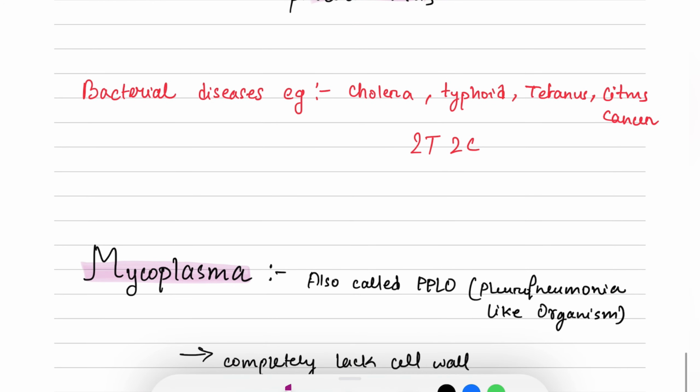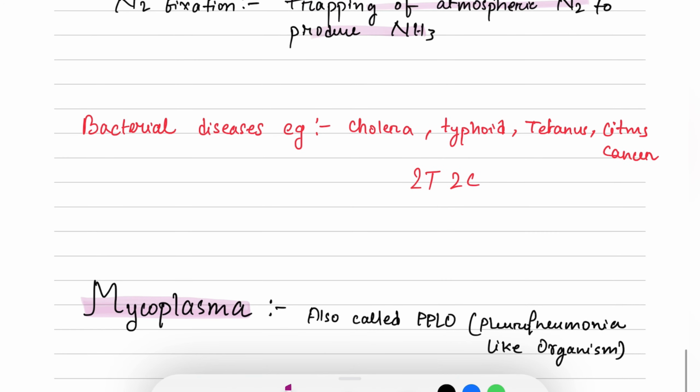Now in your NCERT, the names of 4 diseases caused by bacteria are given, also called bacterial diseases. The names of these diseases are very important for your MCQs. The diseases caused by bacteria are cholera, typhoid, tetanus, and citrus canker.